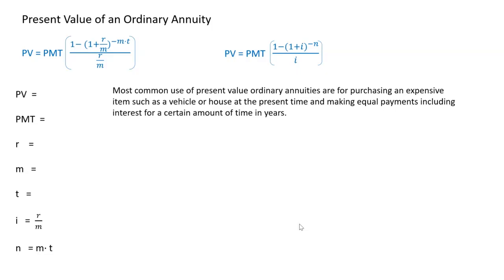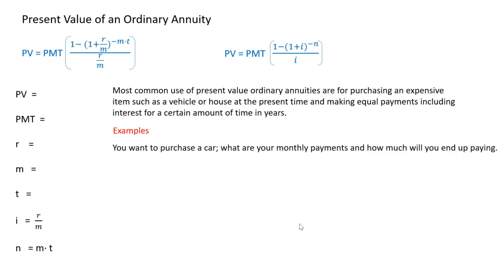The most common use of a present value of an ordinary annuity is for purchasing an expensive item, such as a vehicle or a house, at the present time and making equal payments, including interest, for a certain amount of time in years. This is what most students like about this finance section, because most students want to buy a car or a house, and you'll be amazed how much money you can save by knowing how this formula works.